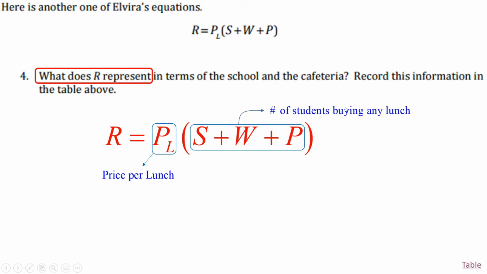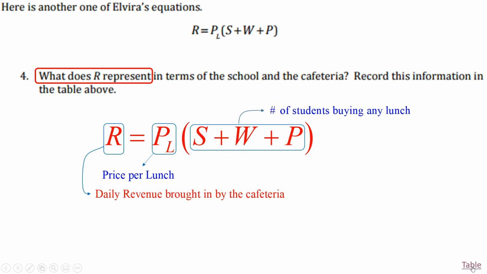Number of students buying any lunch. So price per lunch, like say lunch costs $3.25, times the number of students buying any lunch, wouldn't that give me the total amount of money that the cafeteria brings in a day? And we like to call that revenue. So let's see. I'll bet you that R stands for revenue. Daily revenue brought in by the cafeteria.